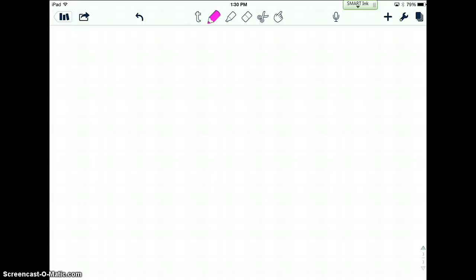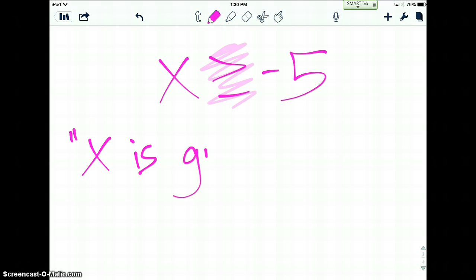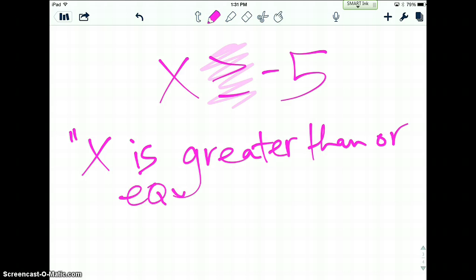Okay, I am going to be easy on you at first and then try and trick you. So this one says x is greater than or equal to, because now I have the line under it, the number -5.